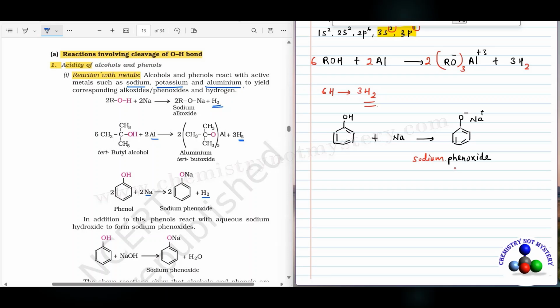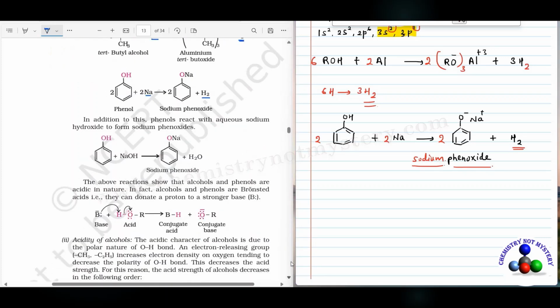Because first we write the name of the positive ion, then we write the name of the negative ion. That's why the name of this molecule will be sodium phenoxide, and hydrogen will be removed in the form of H2. To remove 2 hydrogen, we have to take 2 moles of phenol, and to react with 2 moles of phenol, you will require 2 moles of sodium, and here you will get 2 moles of sodium phenoxide, and then 1 mole of hydrogen will be removed.